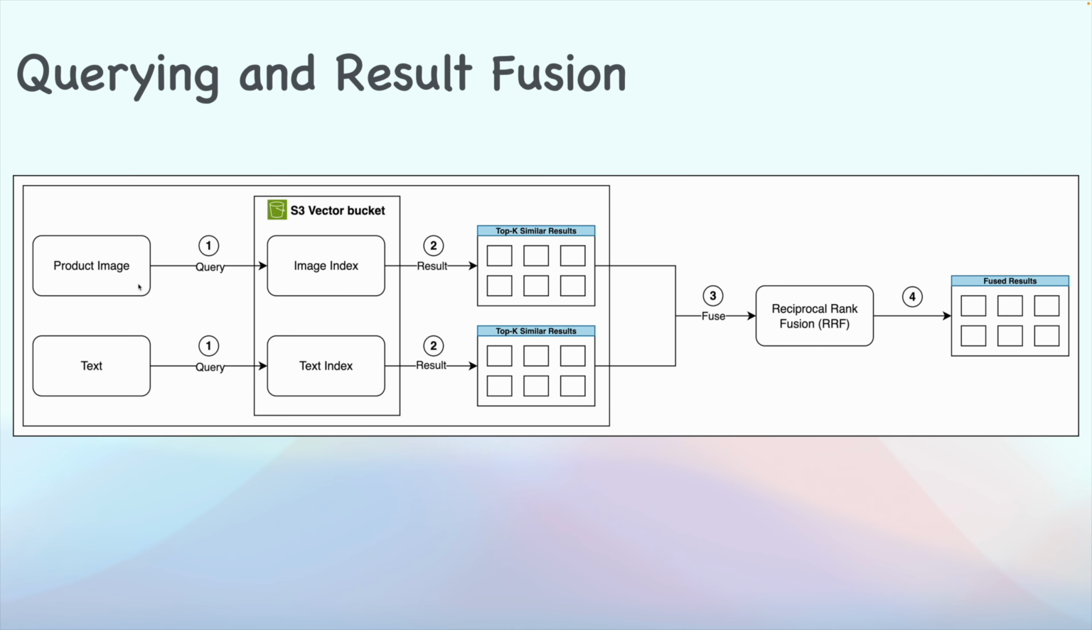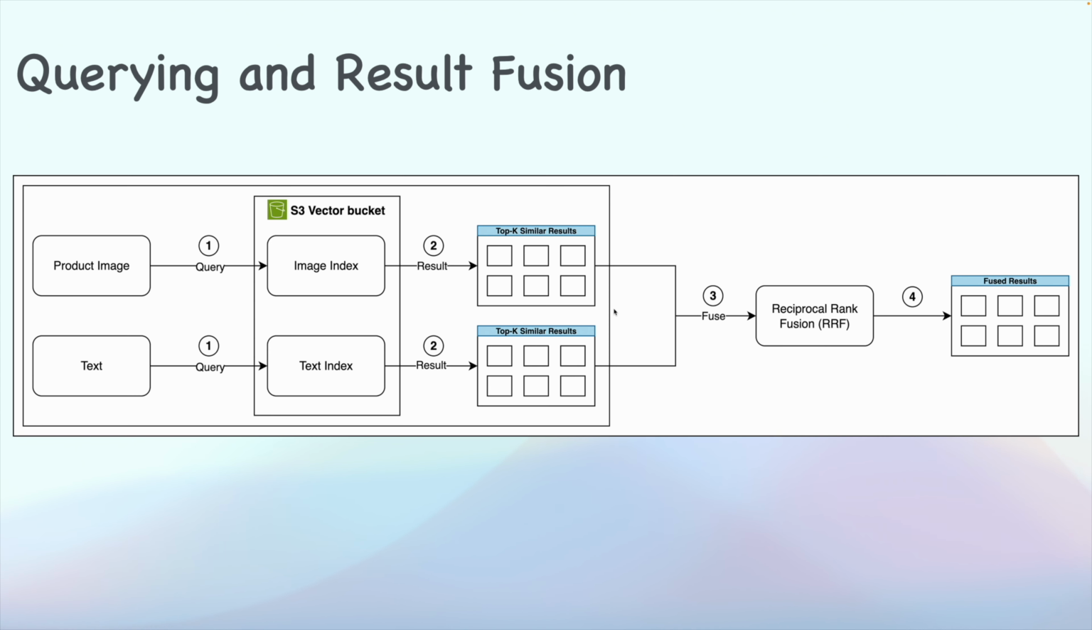Now once the indexes are ready, we can start querying. So if we put the product image as our query, it will be matched against the image index to return the top k-similar results. That is top 10 matches or top 20 matches, whatever number that you mention in the query. Similarly, if your input is a text like product name, then it will be matched against the text index to return its top k or top 10 similar results.